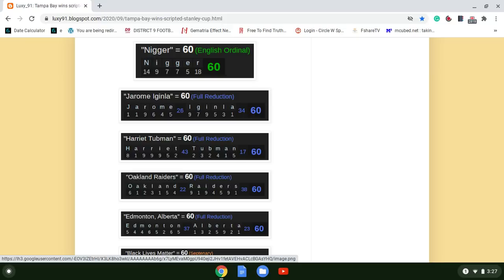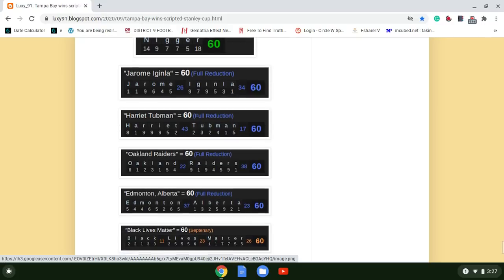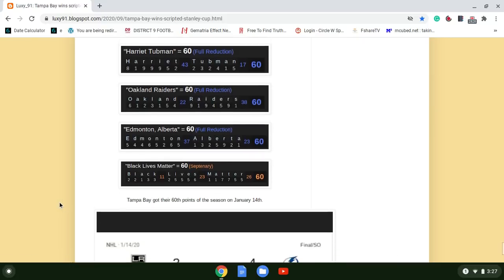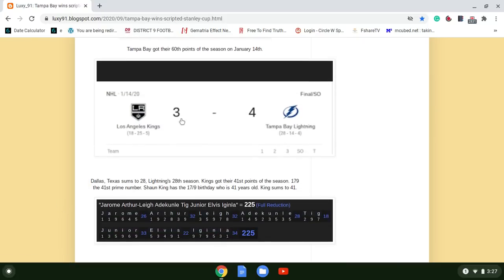Edmonton, Alberta was the host city for the NHL's Western Conference this year. It was also where Jarome Iginla was born. Black Lives Matter, also 60. So on January 14th, the Lightning got their 60th points of the season. And of course, they won their 28th game, right? Like how Dallas, Texas is 28. You got to love the fact that the Kings lost in a shootout to get their 41st points of the season. Remember, King sums the 41. Sean King's 41 years old with the 17/9 birthday. Jarome Iginla's full name is also 225. This is actually his full name.